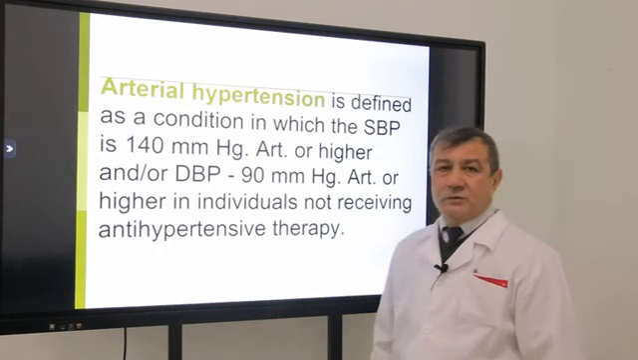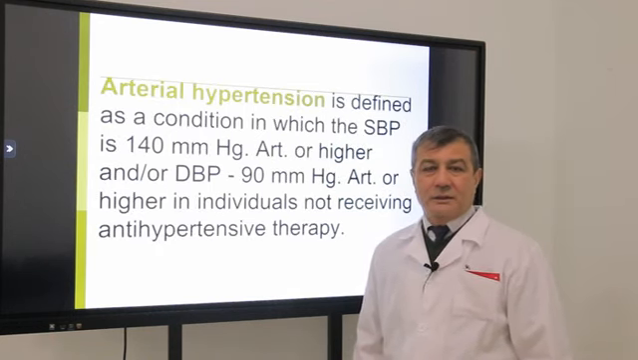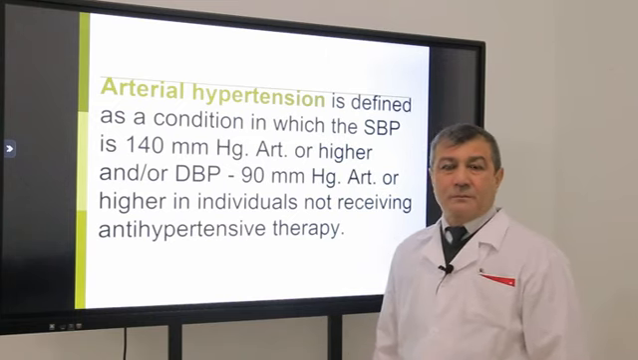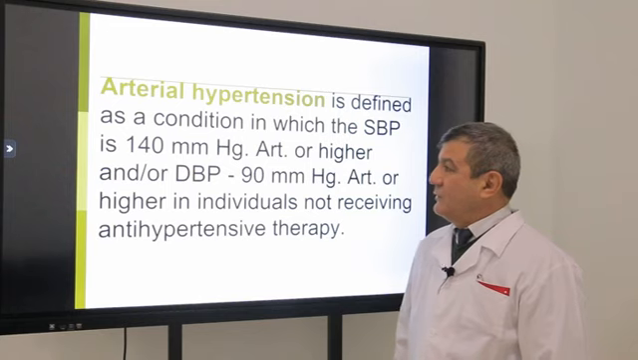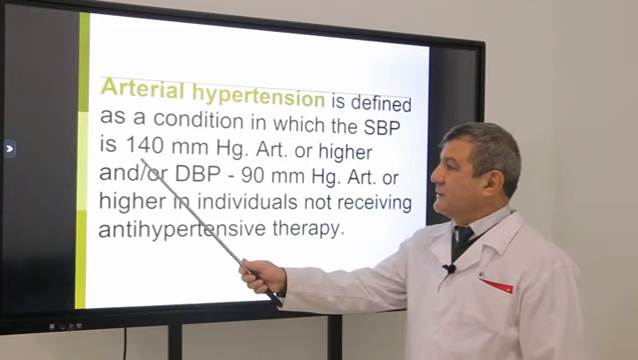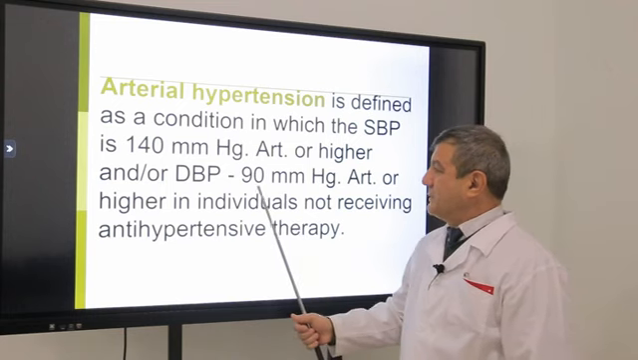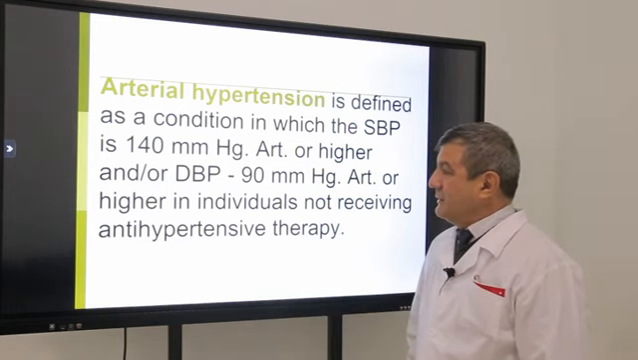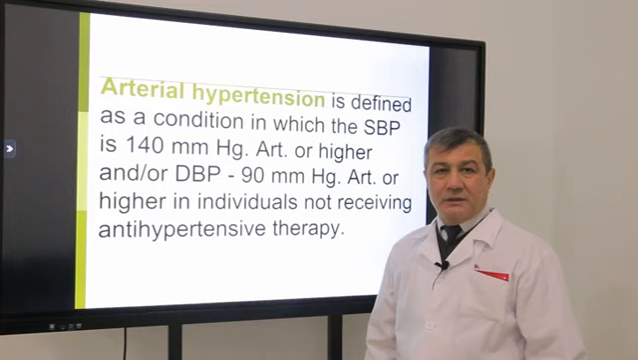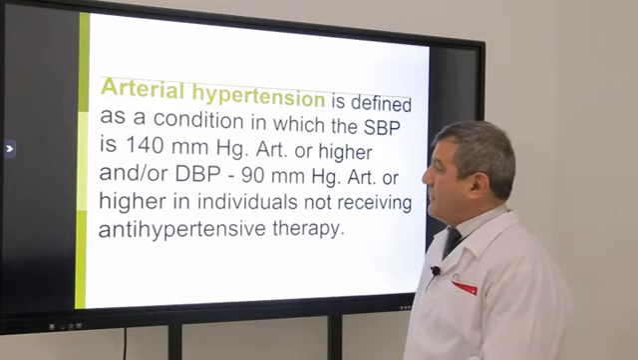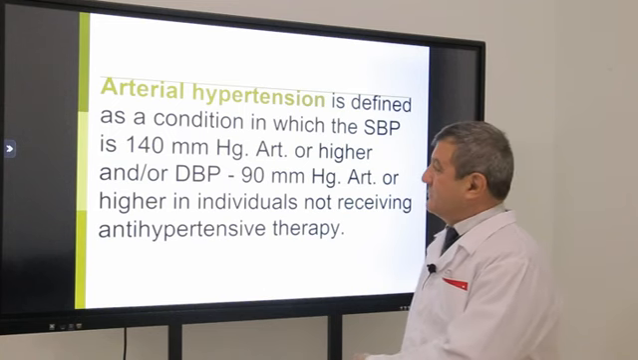We can make the diagnosis of arterial hypertension when, at 2 visits, the patient has systolic blood pressure more than 140 and diastolic blood pressure more than 90. Then we can diagnose hypertensive disease and we can recommend medicines.